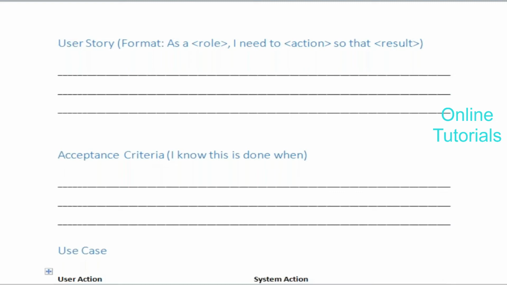So what is the result? The result is that you want to transfer some money or you want to raise a request or something like that. This is the user story we have to write.